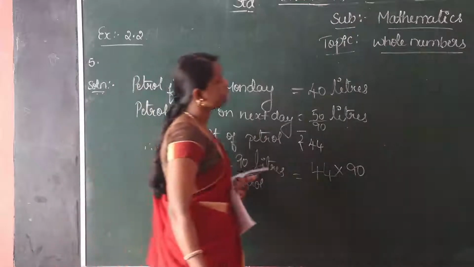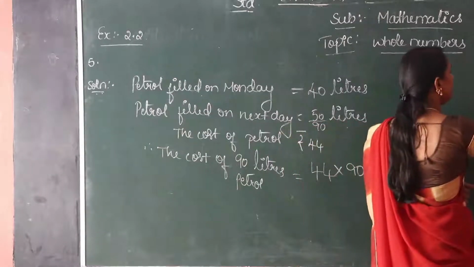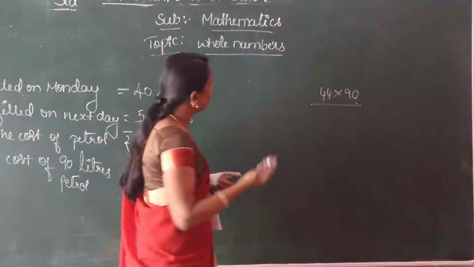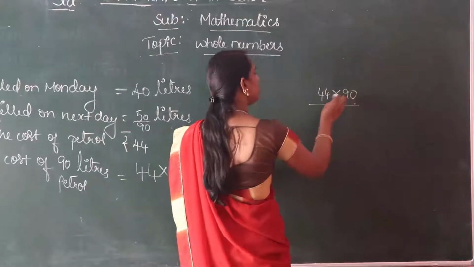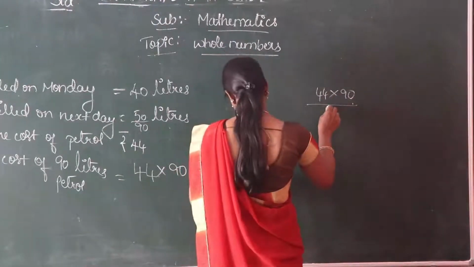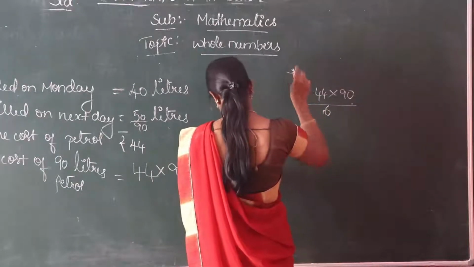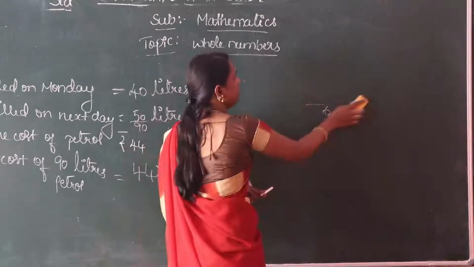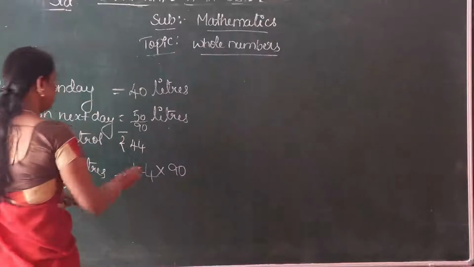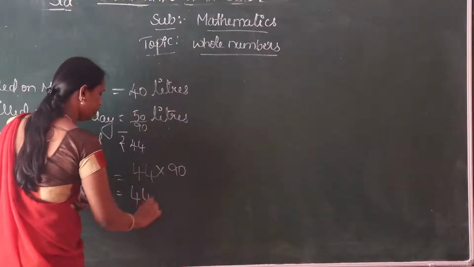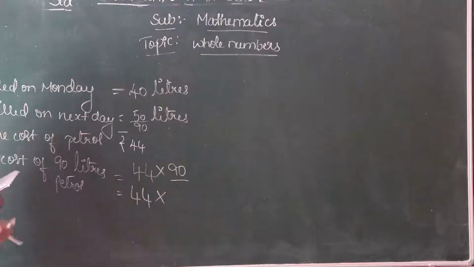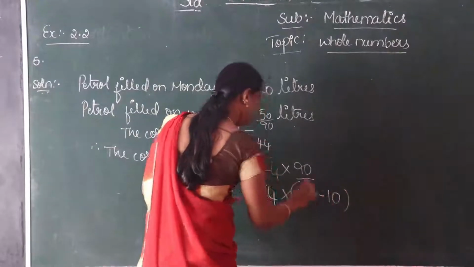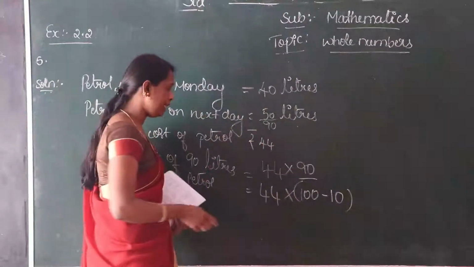So multiplication, we have to do in the working column. 44 into 90, I will show you. 0 we have to write in the next place, otherwise we have to calculate. 9 4s are how much? 36. For 36, 6, 3 carry. Sorry children, here we have to use the rules, that is the properties. So we rearrange 90 as 100 minus 10.